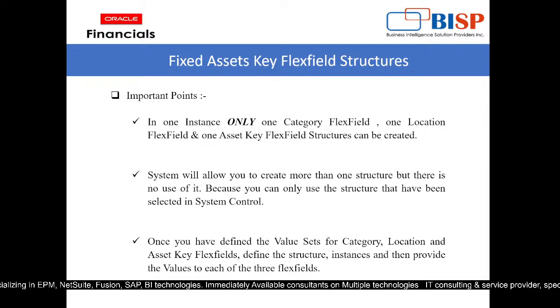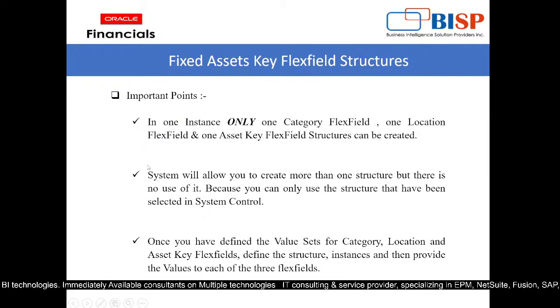Now moving to the structure. So three important points we need to keep in mind while creating the structure: in one instance, only one category flex field, one location flex field, and one asset key flex field can be created. This means only one can be active.